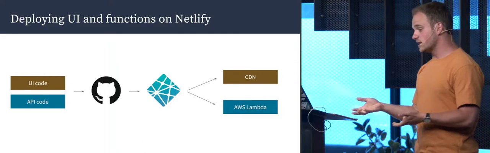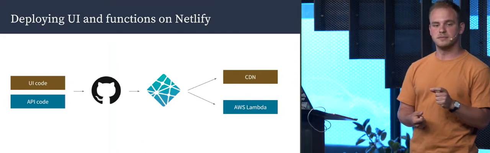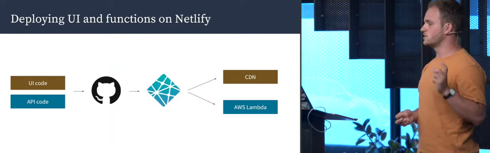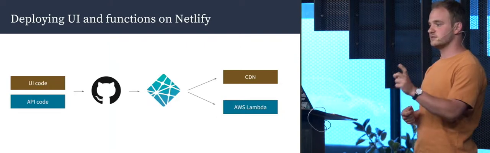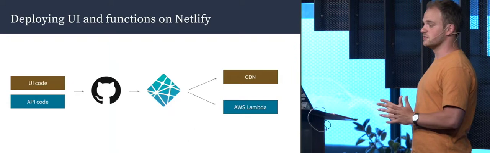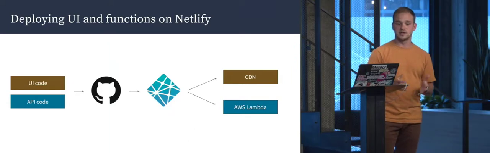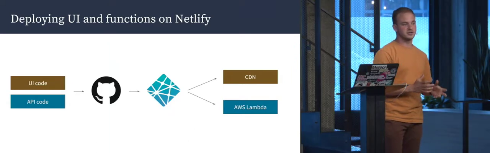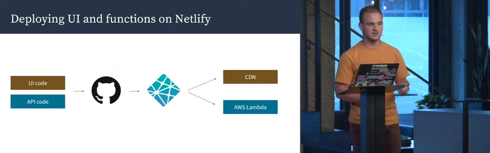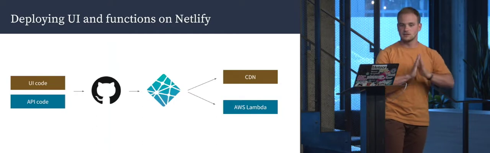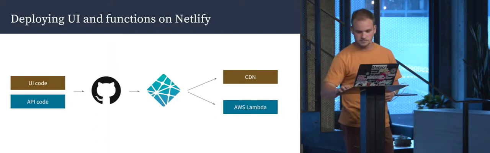But the big new thing that they released is that you can now also put some JavaScript code next to your other JavaScript code, but instead of being deployed to the front end, it actually puts it into Lambda for you. So you've got this repository that's got a serverless function in it, and it's got your UI. You put that on GitHub, you set up the integration with Netlify, and your application is deployed.